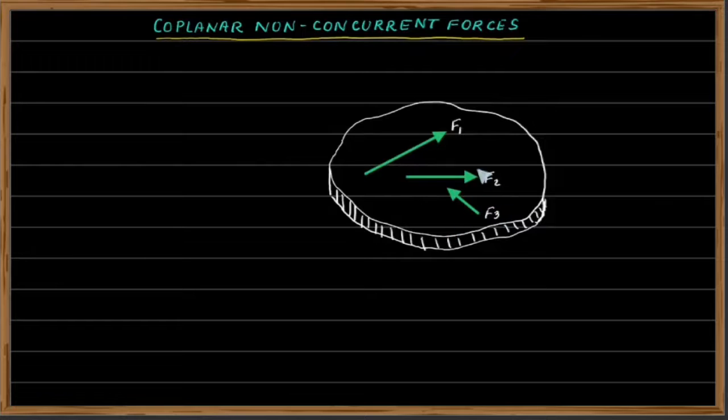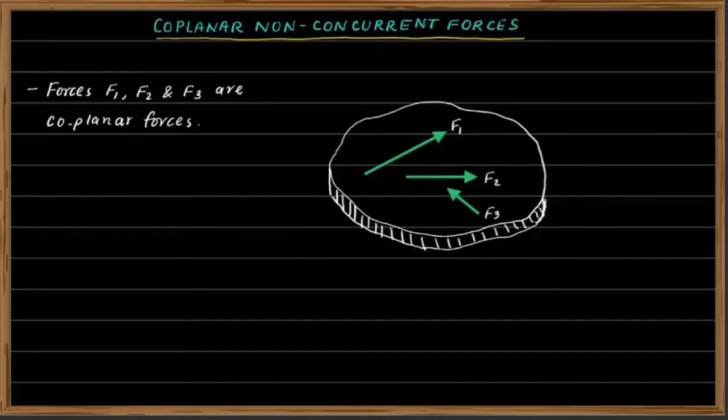So there are three forces acting in this particular plane of the body, right? So these three forces are the coplanar forces. So we can directly write down that forces F1, F2 and F3 are coplanar forces. They are coplanar forces because they are acting in the same plane.